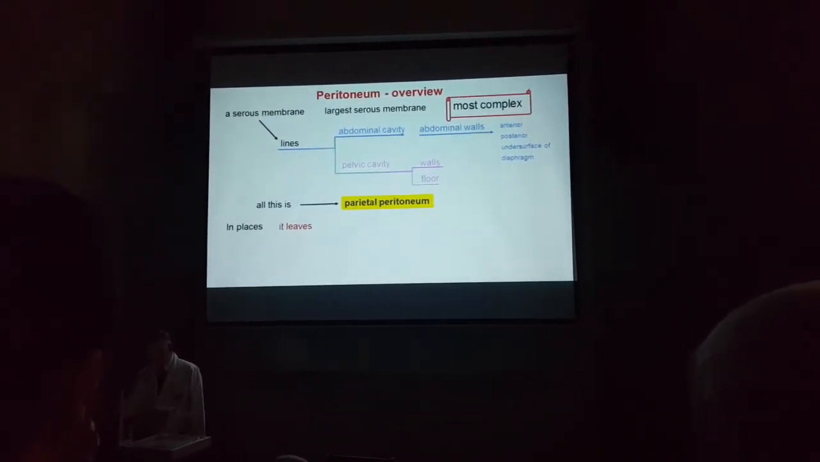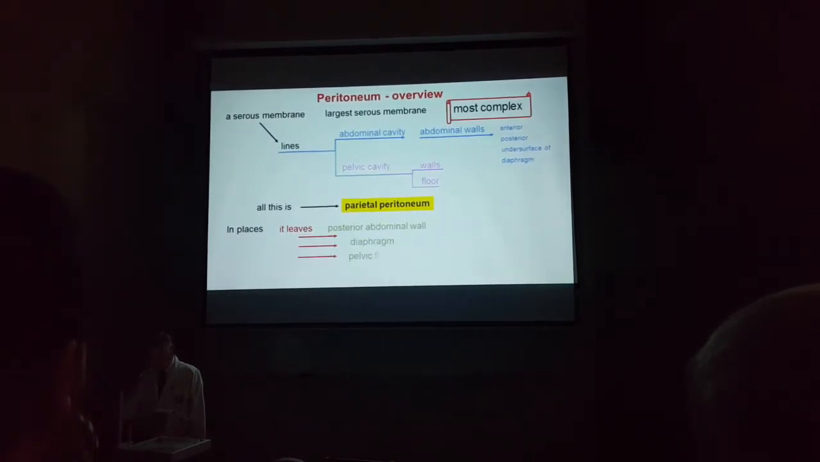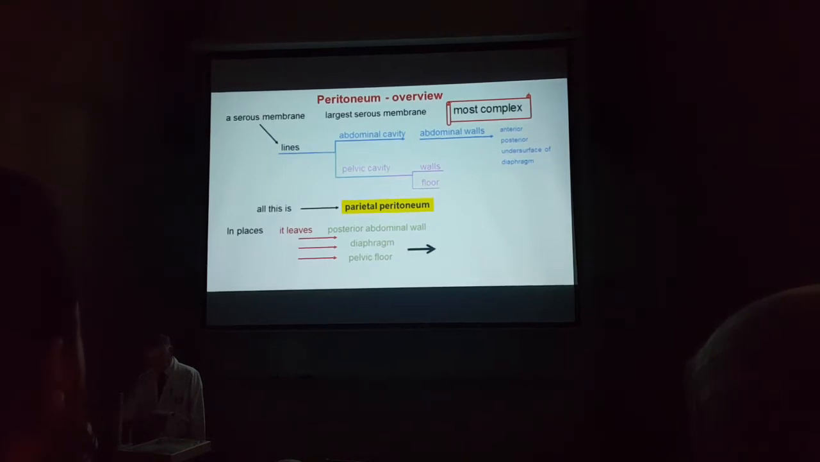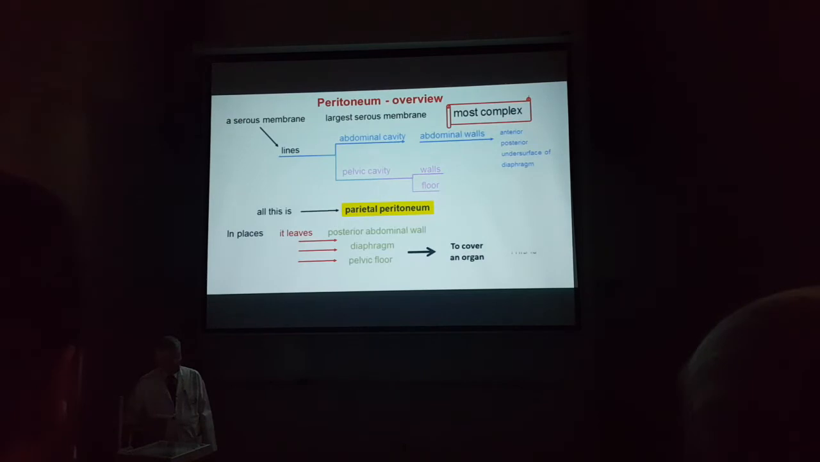In places it leaves the posterior abdominal wall, the diaphragm, the pelvic floor, and covers an organ. And the peritoneum covering an organ is called what? It's called visceral peritoneum. When organs get larger and longer and rearranged, it starts to have pouches.